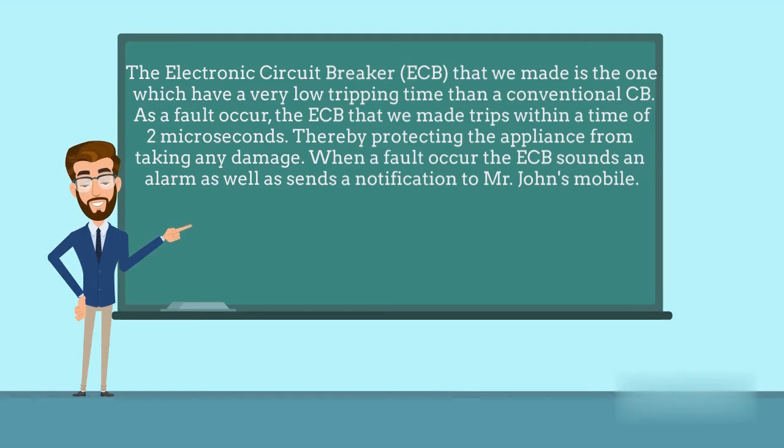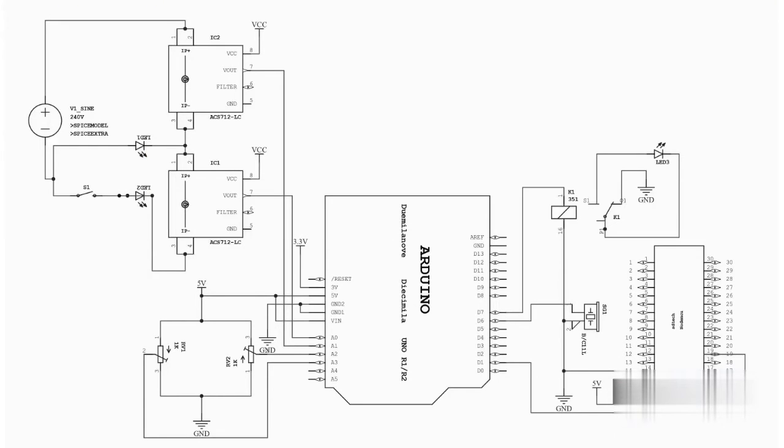The electronic circuit breaker, ECB, that we made, is the one which has a very low tripping time compared to a conventional circuit breaker. As a fault occurs, the ECB that we made trips within a time of 2 microseconds. When a fault occurs, the ECB sounds an alarm as well as sends a notification to Mr. John's mobile phone. This is the schematic diagram for the electronic circuit breaker that we had developed.